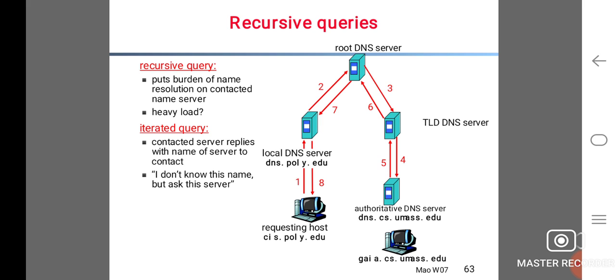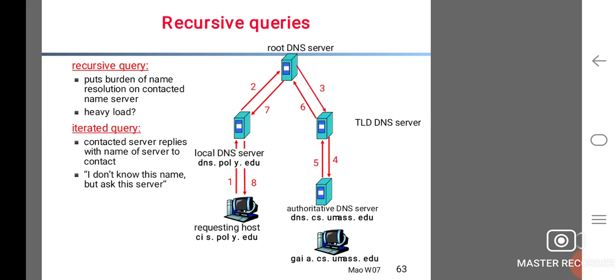A recursive query puts the burden of name resolution on the contacted name server, which is a heavy load. In an iterated query, the contacted server replies with the name of the server to contact: I don't know this name, but ask this server.